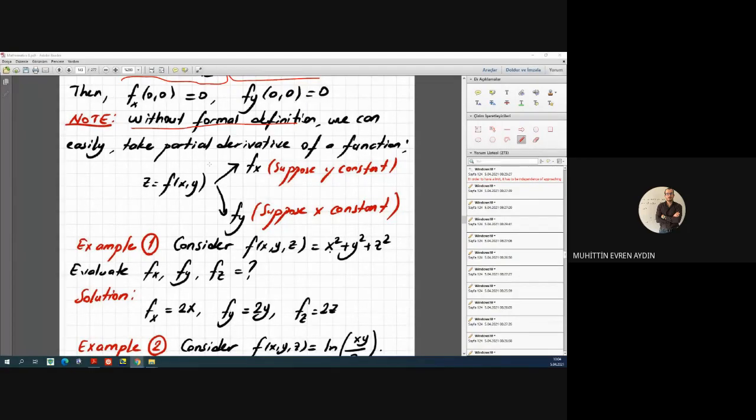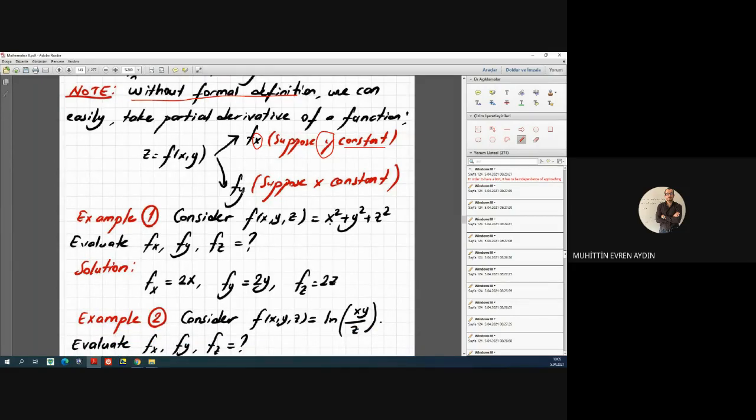We are going to talk about partial derivatives of multivariable functions, and we have an easy method to take partial derivatives in such a way that while taking a partial derivative with respect to variable x, we treat the variable y as a constant. Symmetrically, if you want to take the partial derivative with respect to y, then we treat the variable x as a constant.